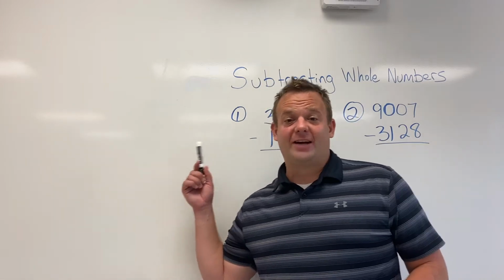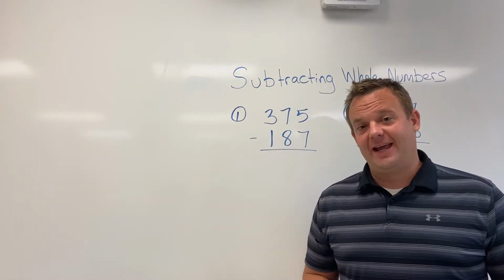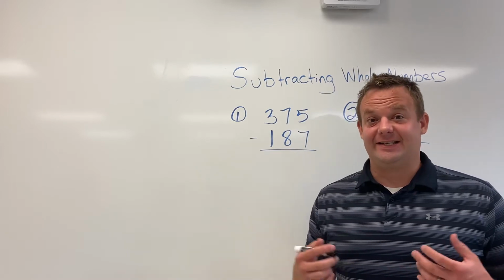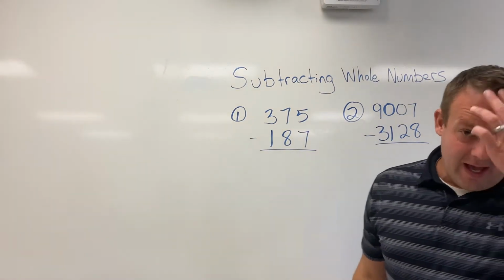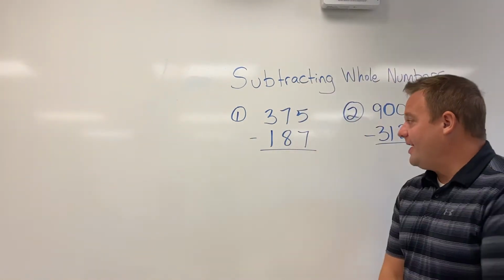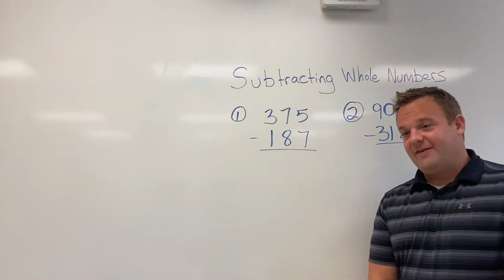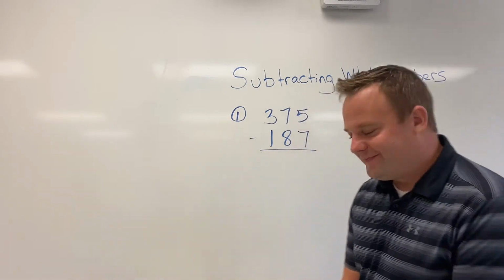We're going to subtract whole numbers, and we're going to borrow when we subtract, and subtraction across zeros. For example, what happens when there are zeros there? Hey, let's get started. And here we go, 375 minus 187. We're going to find the difference. Now, the difference is the answer to a subtraction problem.